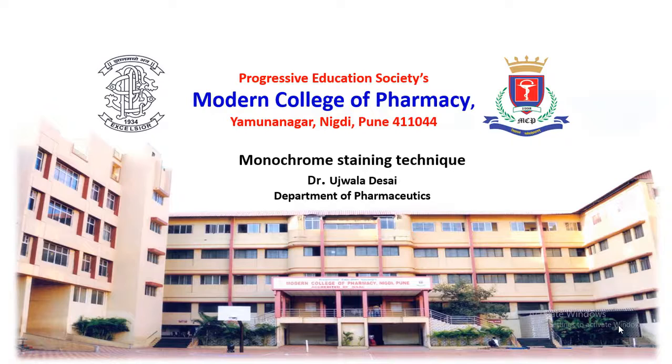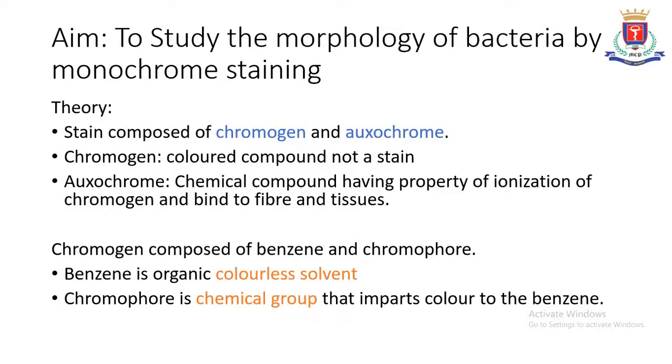So today we will see the experiment monochrome staining technique. Before we move to the actual experiment, we will just see the theory of staining techniques. How is a stain made up, or what are the components of a stain?